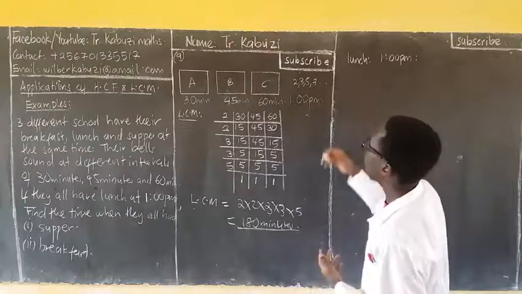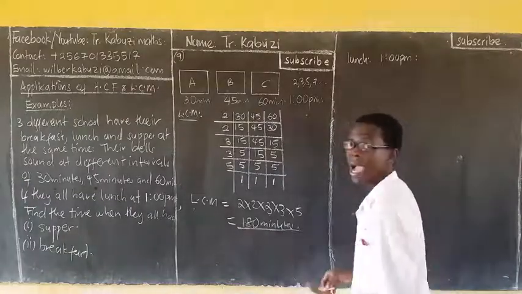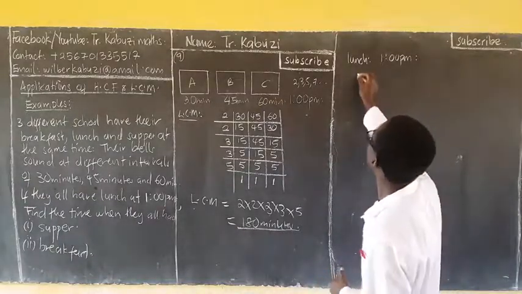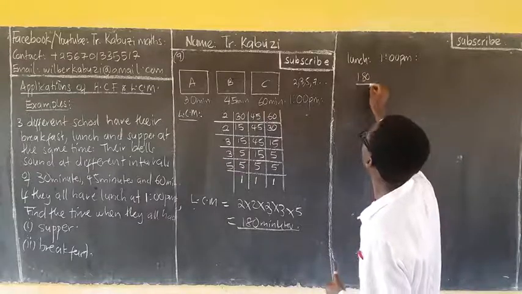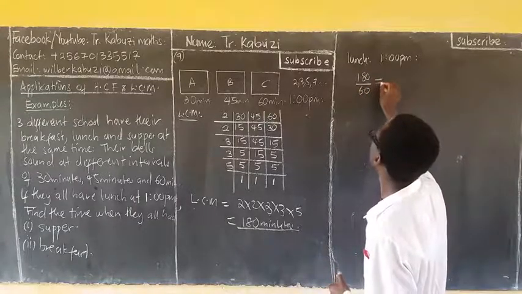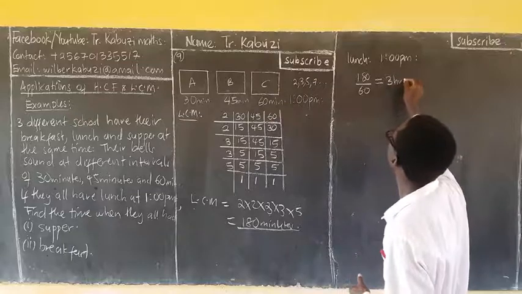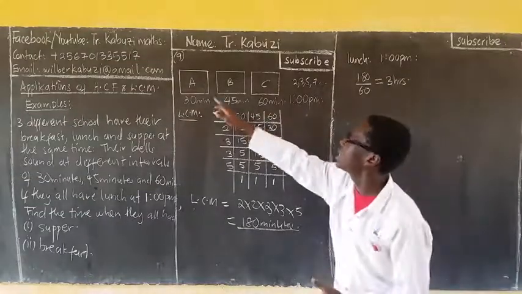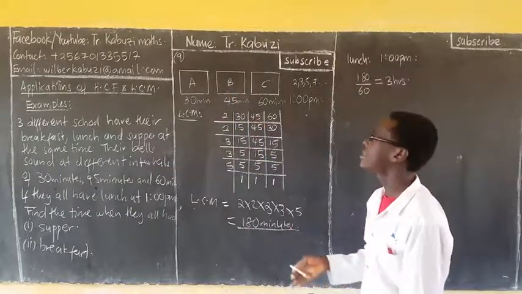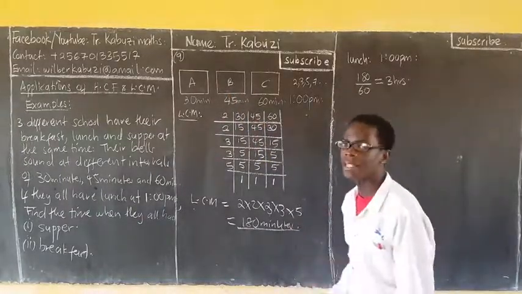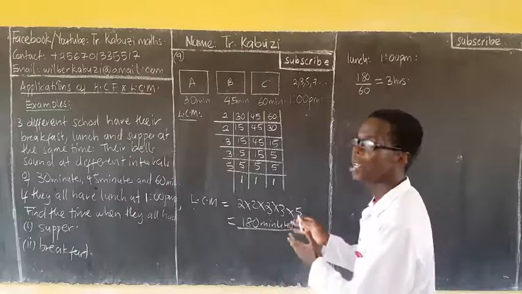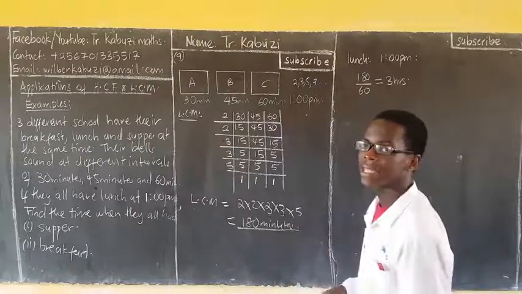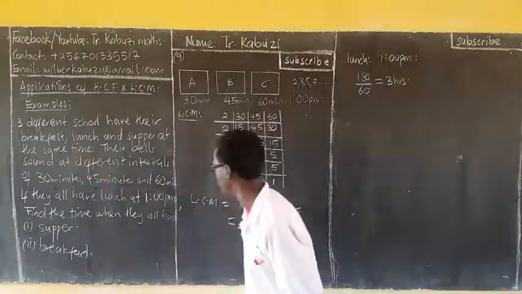To convert them to hours, you just divide them by 60 minutes. So you say 180 over 60 minutes, we shall now have 3 hours. Meaning that the bells in these different schools sound together every 3 hours. Meaning that every 3 hours, they will be having some activity going on.